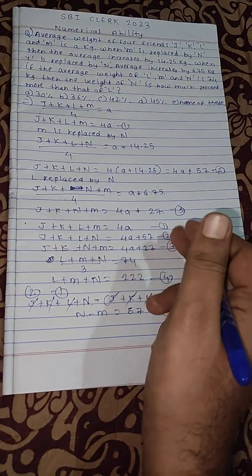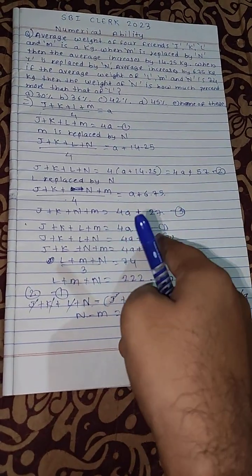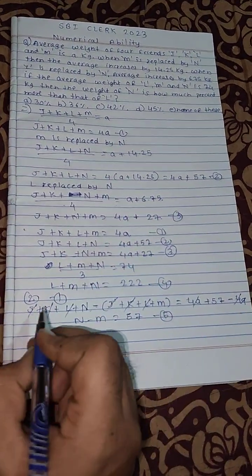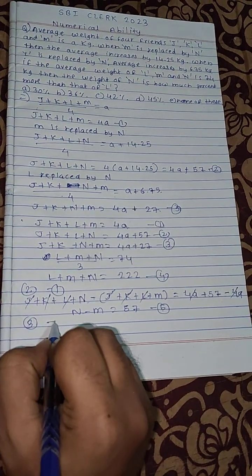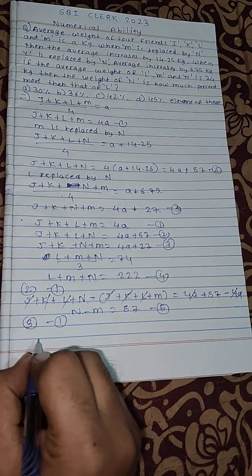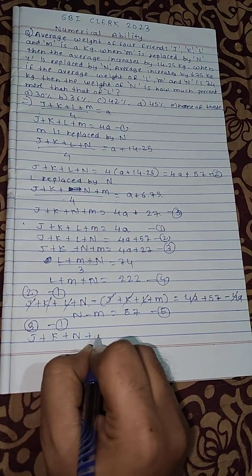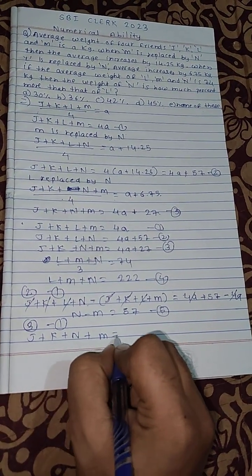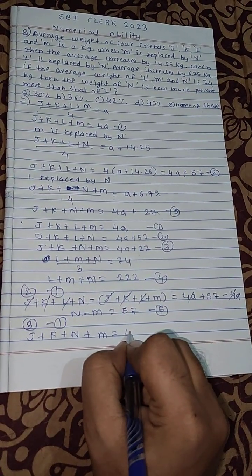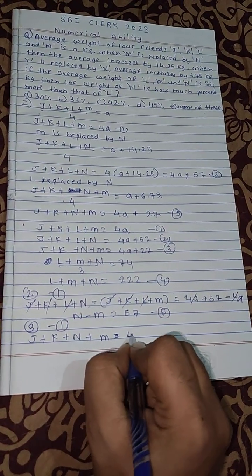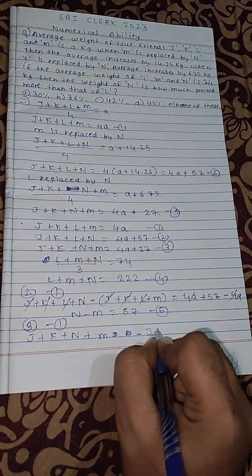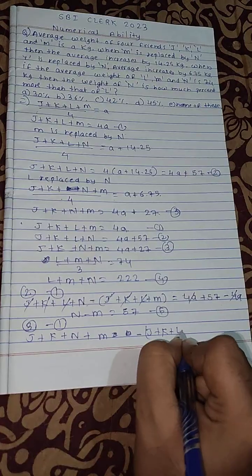Now we will do 3 minus 1. There are many ways; this is the easiest way, so I am doing this. Equation 3 is J + K + N + M, minus equation 1, which is J + K + L + M.